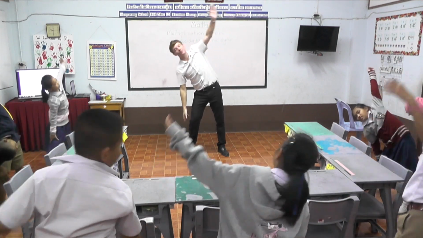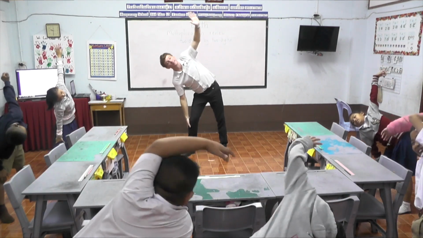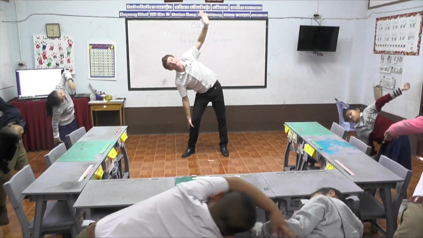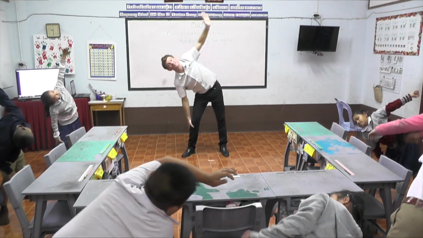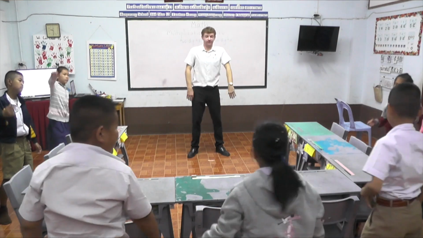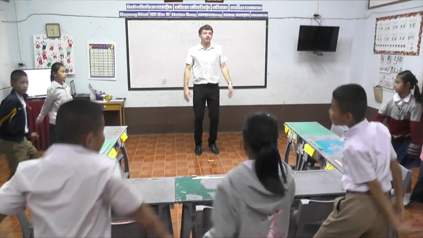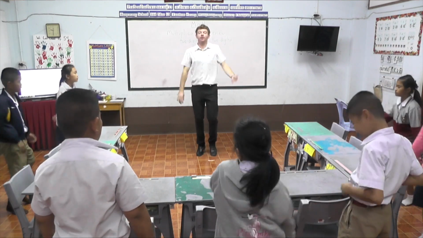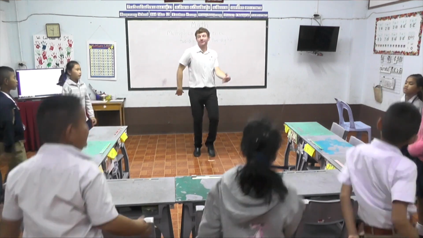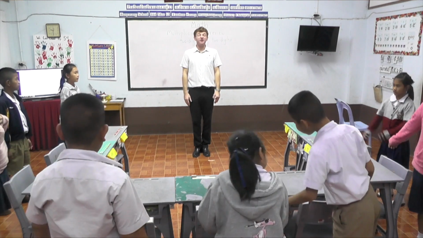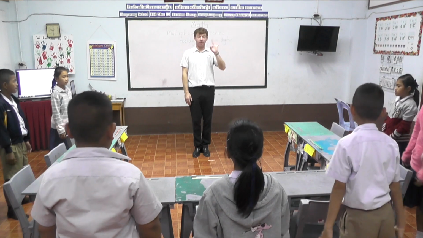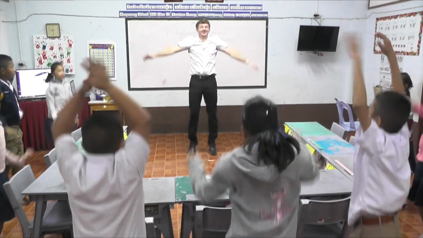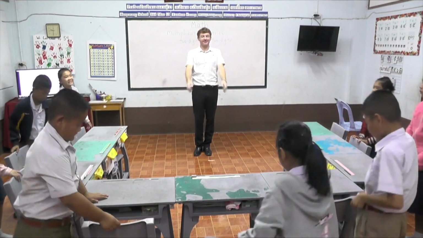Now we'll do 5 to our right. 1, 2, 3, 4, 5. Excellent. And then shake it all off. Shake it all off. Stop. Shake it all off. Stop. And to finish, we'll do 3 star jumps. 1, 2, 3. Excellent, guys. Have a seat.